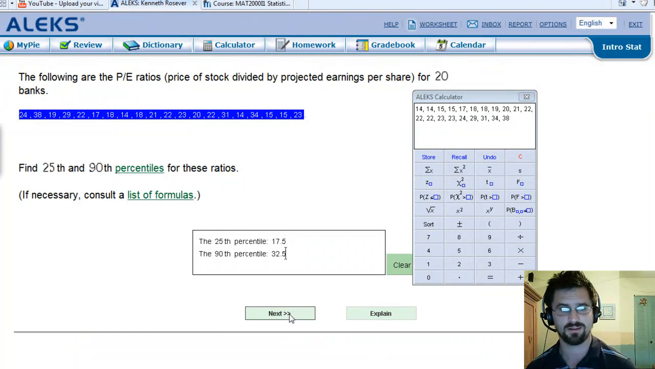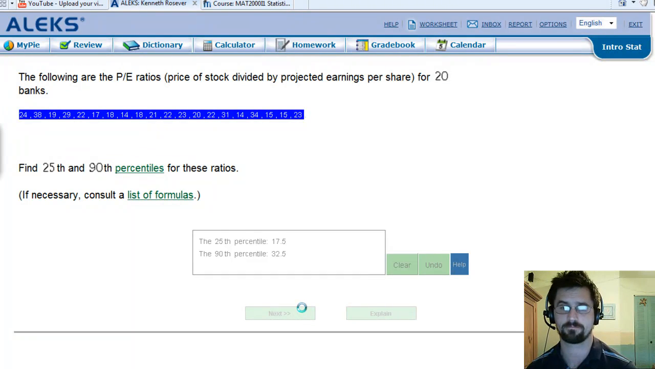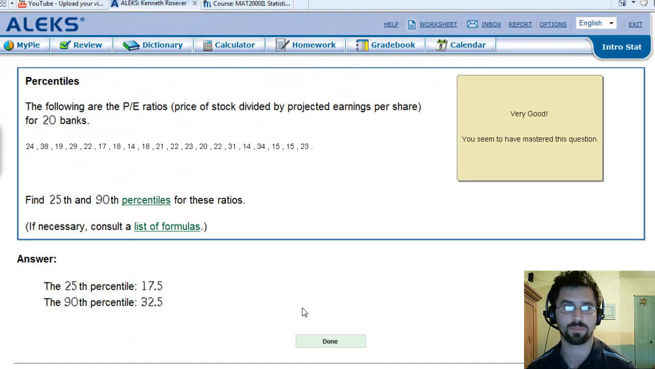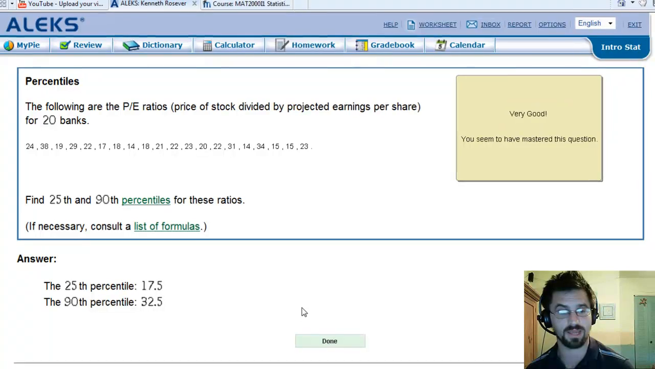Okay, having said that, let's see if we're right. And it says very good. Okay, so we seem to have mastered this, or I have, and now it's your turn. So good luck on that.